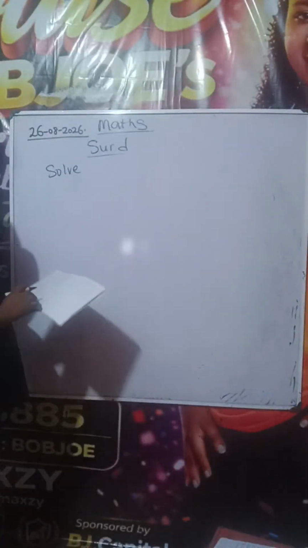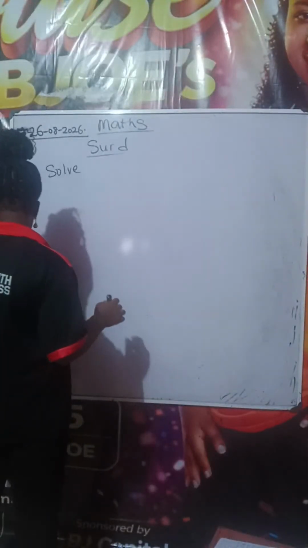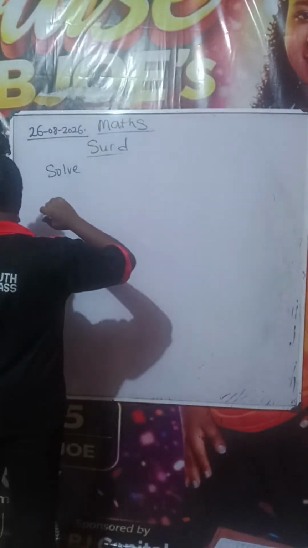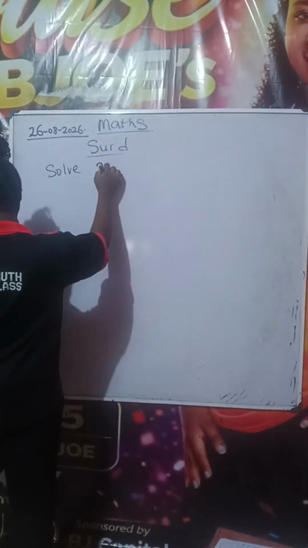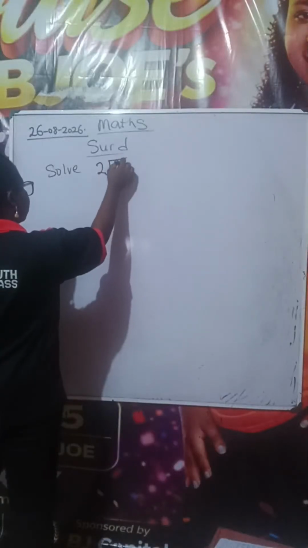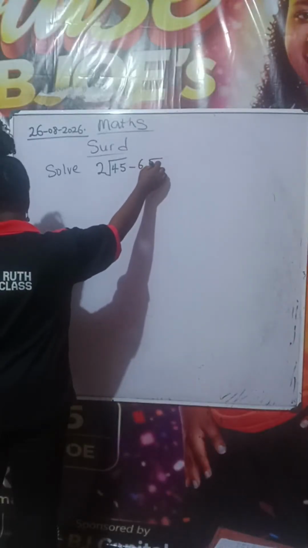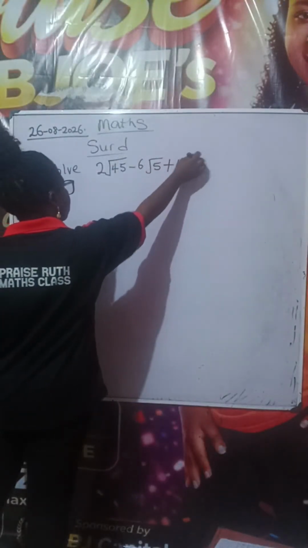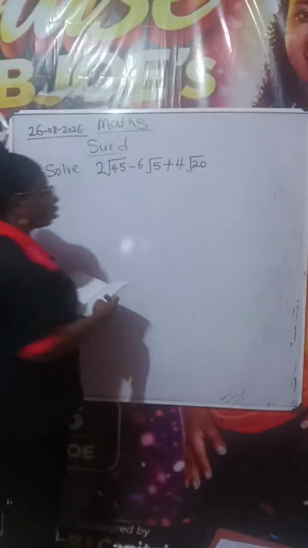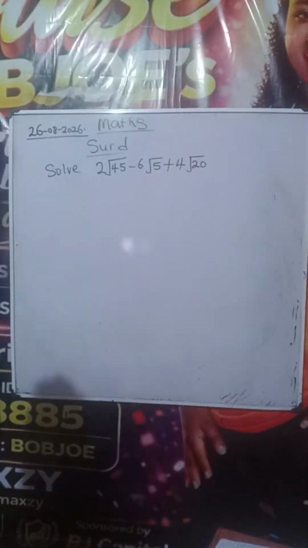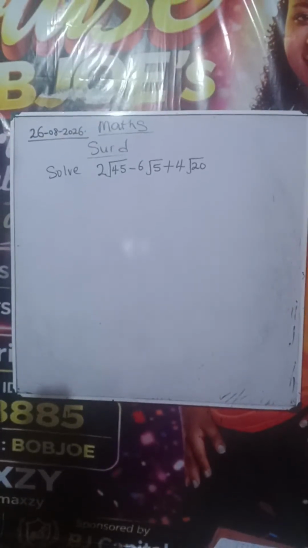Okay, now look at this one. So I have 2 root 45 minus 6 root 5 plus 4 root 20. Now this one, we have minus, we have plus. So look at it, let's do it together. So what do we do? At this point, what do we do? So ready?